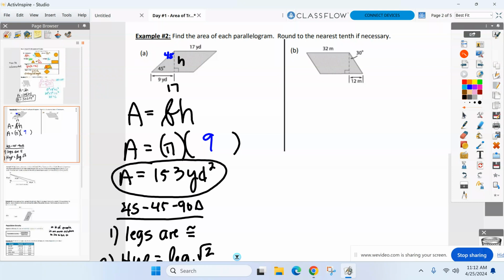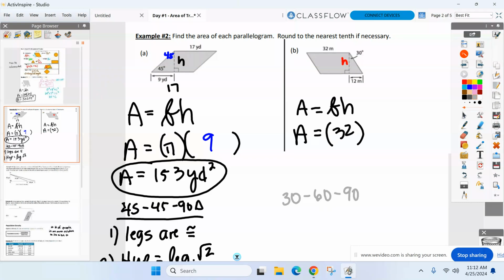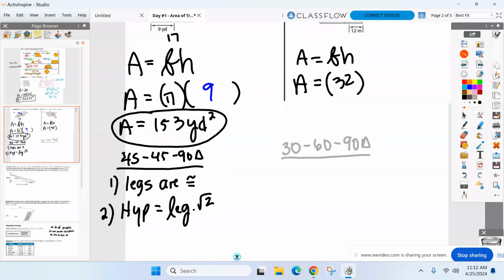And if we're going to give love to 45, 45, we got to give a little love to 30, 60, 90, right? All right, let's start here again. Base times height. And now it's 32 for the base. And let's find the height now. All right, 30, 60, 90 rules. Are the legs congruent anymore? Nope, but we did call one the shorter one, which is across from what angle?